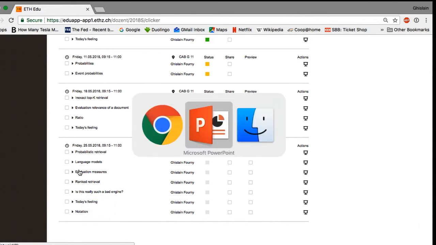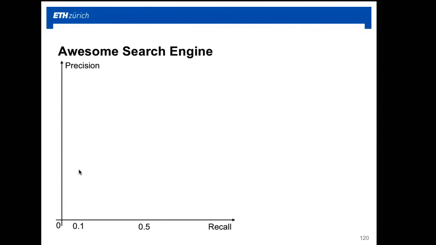So what would an ideal curve look like, if you have the most fabulous search engine you can ever imagine, one that only returns relevant results and never returns non-relevant results? Can you tell me? In the upper right corner, right? And the entire curve would look like? Yeah, that's it. That's the curve.